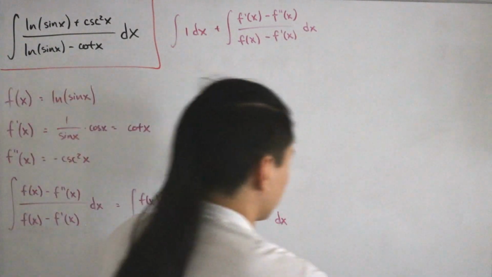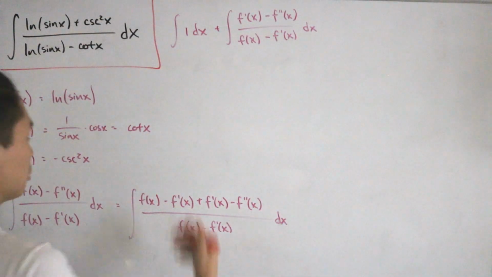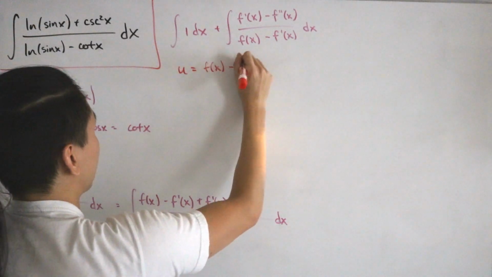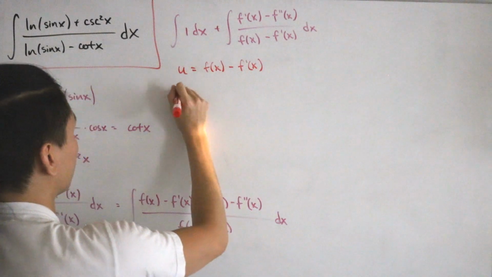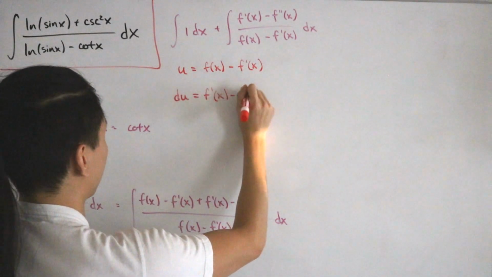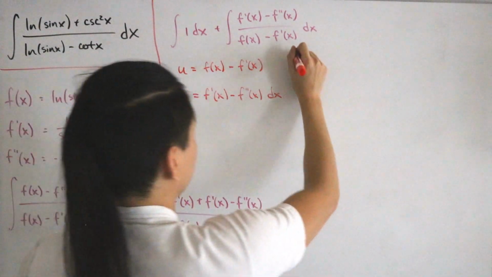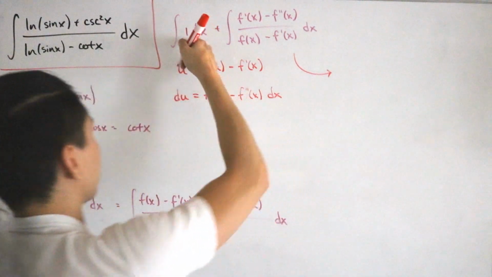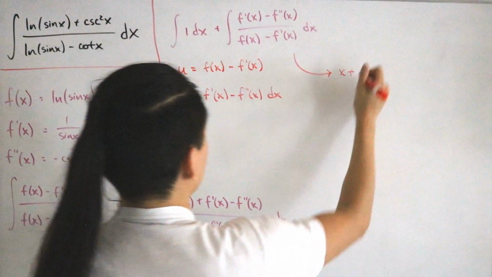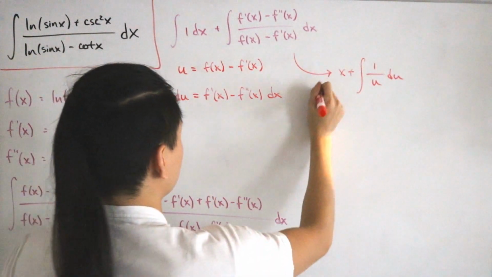Now you can easily see that we can compute this a lot more easily. So let's apply a u-substitution. We let u equal f of x minus f prime of x. Differentiating both sides, du equals f prime of x minus f double prime of x, dx. Substituting this back in, I integrate to get x, and then add the integral of 1 divided by u du.